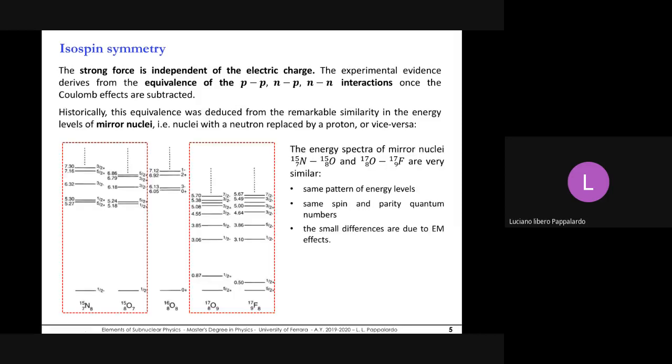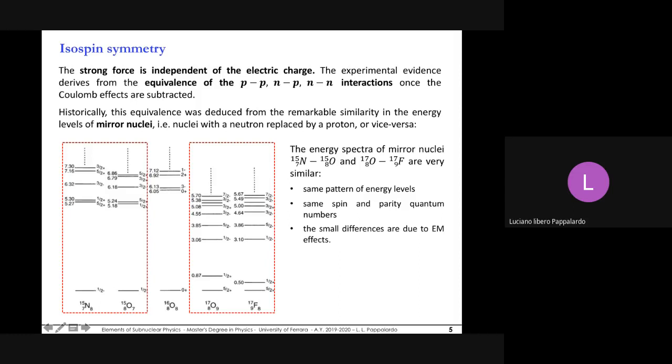Now, historically, this equivalence was deduced from the remarkable similarity in the energy levels of some mirror nuclei, where mirror nuclei are those nuclei with a neutron replaced by a proton or vice versa. So just have a look here at the energy levels of several nuclei. At the bottom, we have nitrogen-15 and oxygen-15, which are indeed mirror nuclei. In one case, we have 7 protons and 8 neutrons. In the other case, we have 8 protons and 7 neutrons.